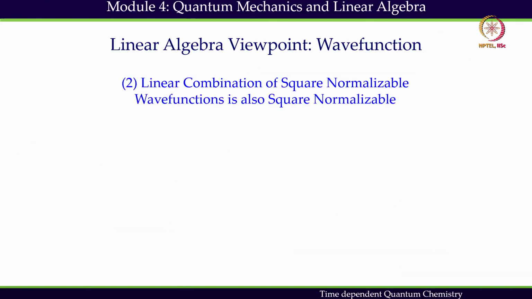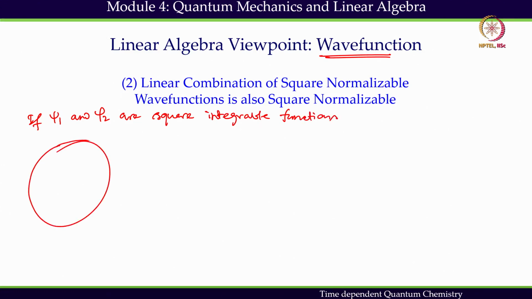So, I have to start with always square normalizable wave function. Second property of wave function from linear algebra viewpoint is that if psi 1 and psi 2 are square integrable, which is square normalizable functions, which means that I have a vector space, linear vector space, let us say this is called Hilbert space, and in this Hilbert space if psi 1, psi 2, psi 3 all are living, then we have to remember that in the same Hilbert space their linear combination, any linear combination will also live in the same Hilbert space.